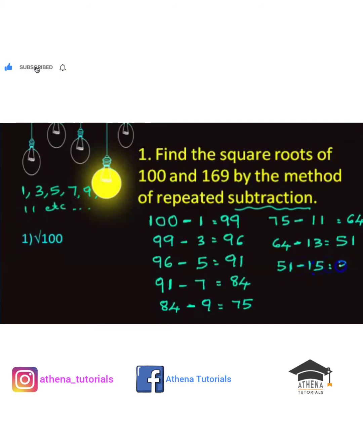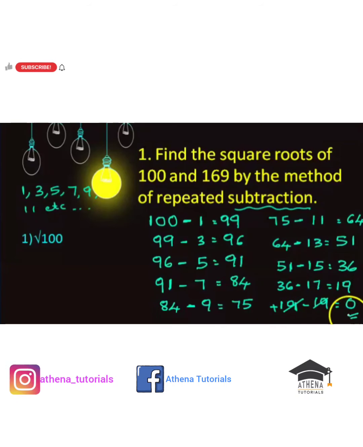So 51 minus 15. We'll get the answer as 36. Next, 36 minus 17. We'll get the answer as 19. So 19 minus 19. We'll get the answer as 0. So finally we arrive at 0. How? Plus 19 minus 19 gets cancelled. We'll get the answer as 0.